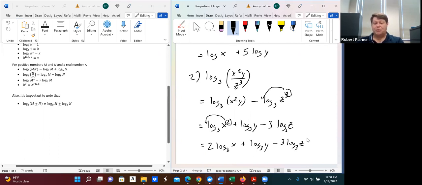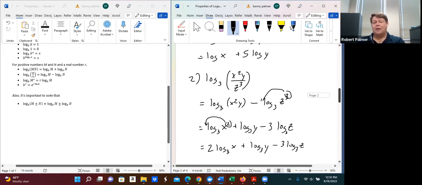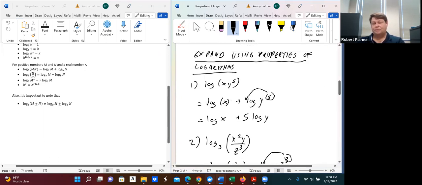Now I'm done, because if we look at each one of our log expressions, there's nothing else I can do using these properties to expand in any way. Okay, so that's the idea of expanding an expression using logarithms.